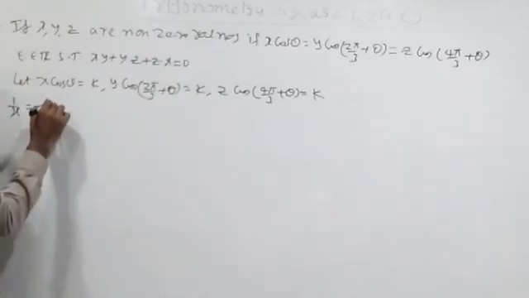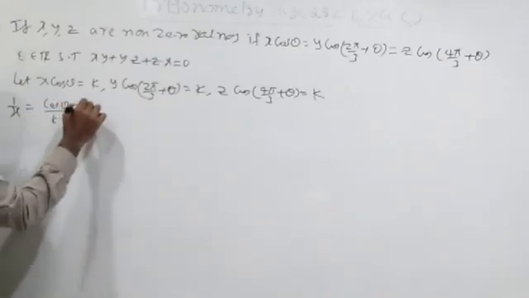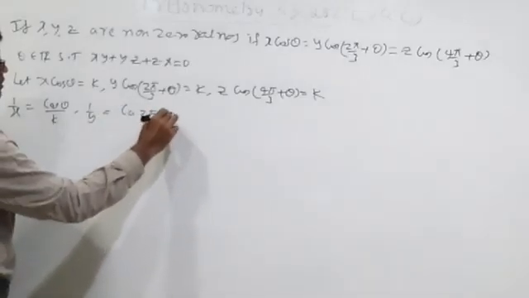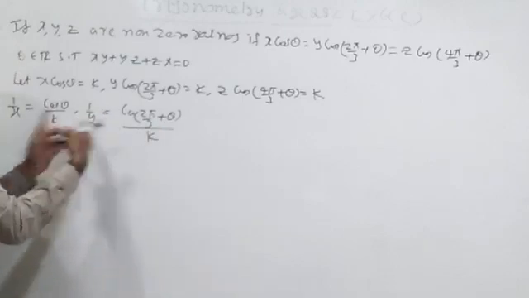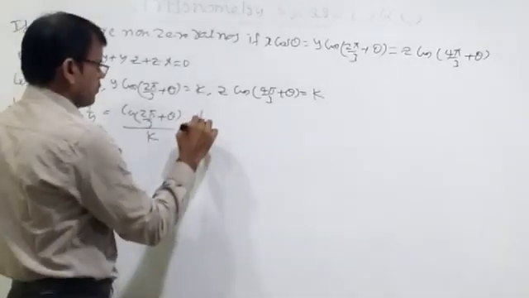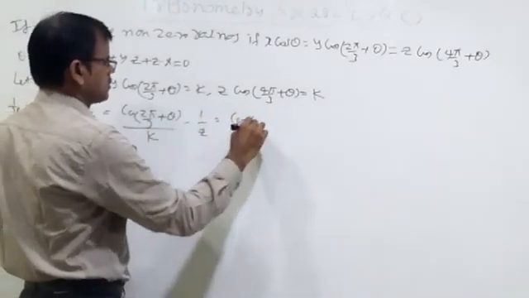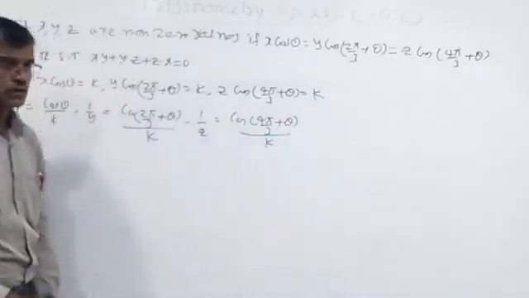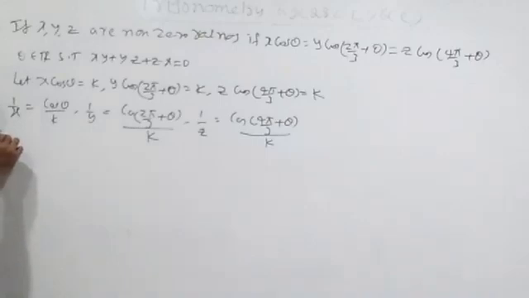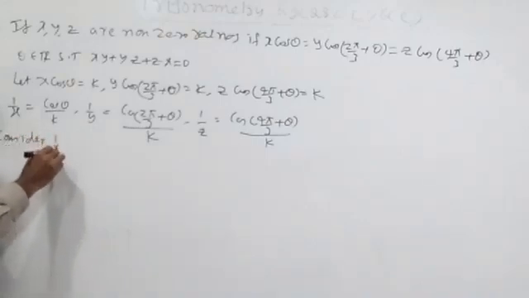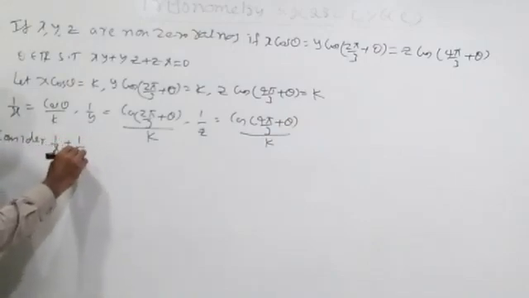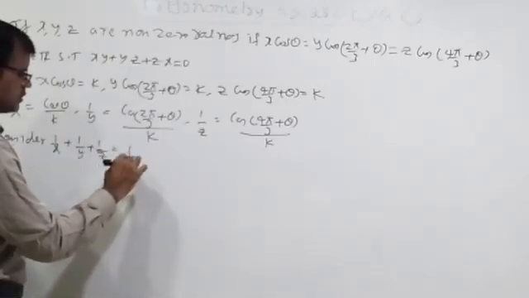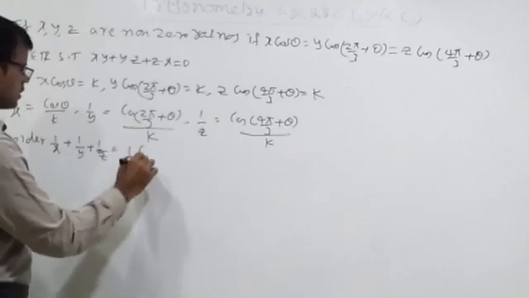Now let us discuss 1 by x, 1 by y, 1 by z also. 1 by x can be written as cos theta by k, 1 by y can be written as cos of 2 pi by 3 plus theta whole by k. If you have doubt, simply cross multiply and you can check the answer. 1 by z is equal to cos of 4 pi by 3 plus theta whole by k. Now consider the value 1 by x plus 1 by y plus 1 by z. So add all these and take 1 by k common.